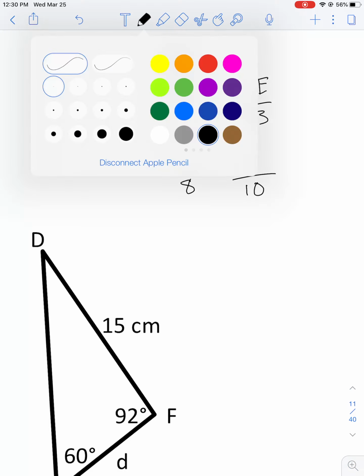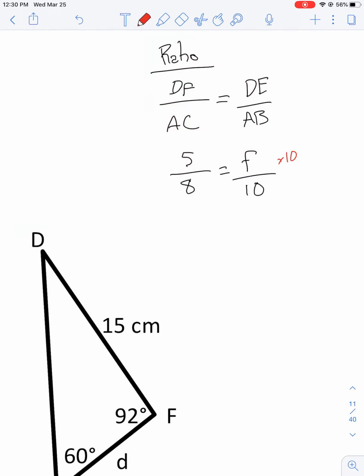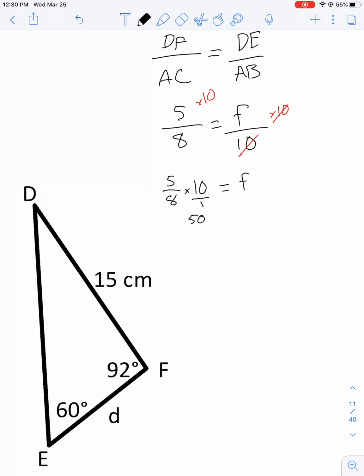So I'm going to multiply both sides by 10. If I multiply this by 10, multiply this by 10, those two are going to divide to 1, and I'm going to be left with just f on this side, and on this side I'm going to be left with 5 times 10 divided by 8. By the way, this is the exact same as saying 5/8 times 10. Doesn't matter which order you do it there, because technically that 10 is over 1. Multiply your numerators, multiply your denominators, and you get the answer of 50 divided by 8 is f.